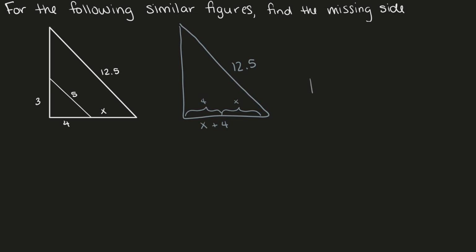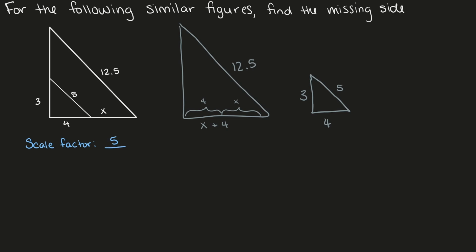And then for our smaller triangle, it's 3, 4, 5. So let's start by finding our scale factor so that we can work to find that missing side. For the scale factor, our hypotenuses are corresponding sides, so we'll use those to find that scale factor. We'll still do small to big.